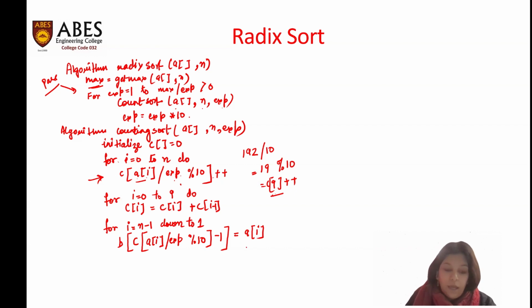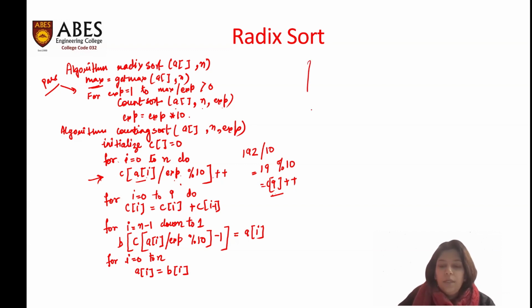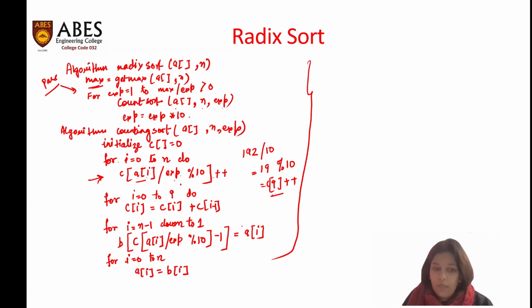And the value which will be stored in the B array, that is the output array, is going to be A of i. Now, as we have to perform various passes in the Radix sort, we need to modify the input array so that we can get the changed input array in the next pass, right? So for this, we will do i equal to 0 to n, and we will simply copy the content of Bi into Ai. So this is how the Radix sort algorithm will work.